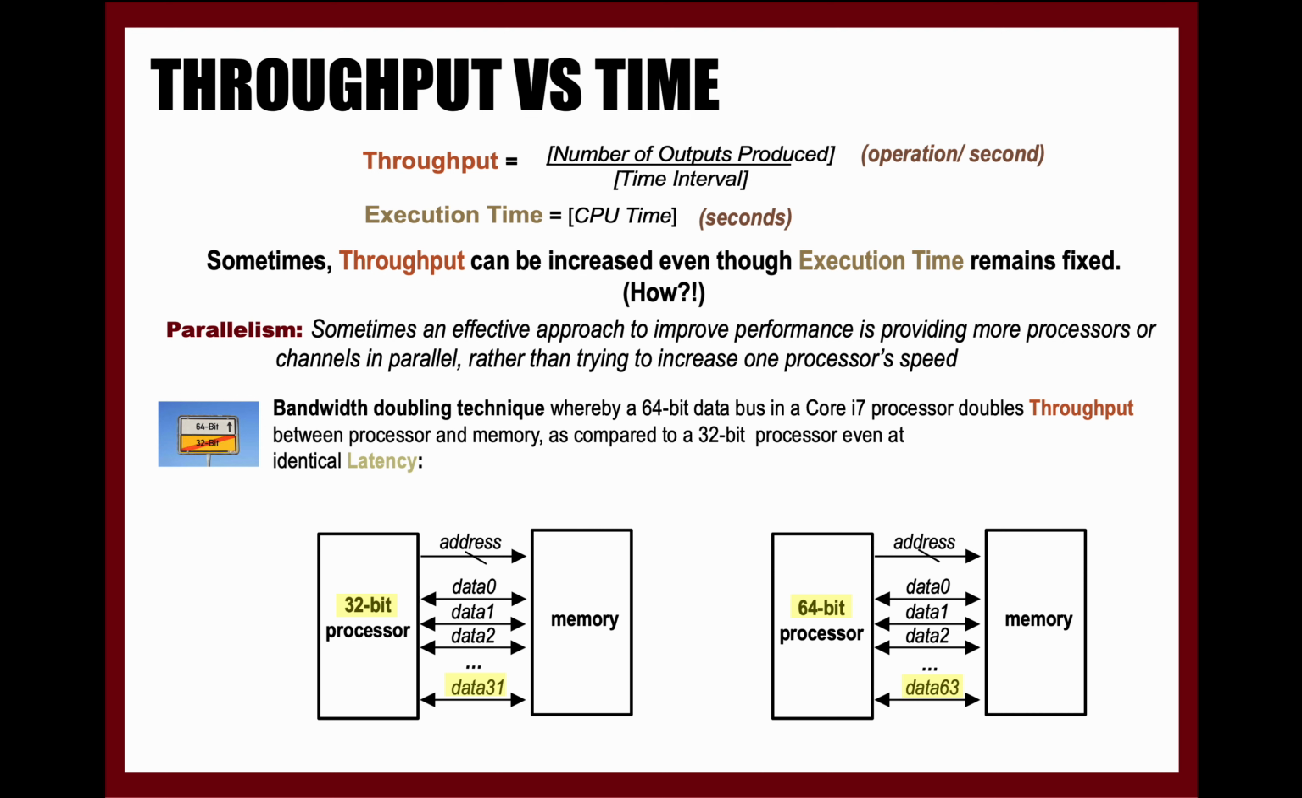Take for instance an i7 core processor that uses a 64-bit data bus. This allows it to transfer twice as much data at once compared to a 32-bit processor, effectively doubling the throughput. The accompanying diagram illustrates a 32-bit processor might handle 4 data units at a time, while a 64-bit processor can handle 8. This increase in throughput is achieved without affecting the latency, or time it takes to begin the transfer, which remains at 50 nanoseconds in both cases.